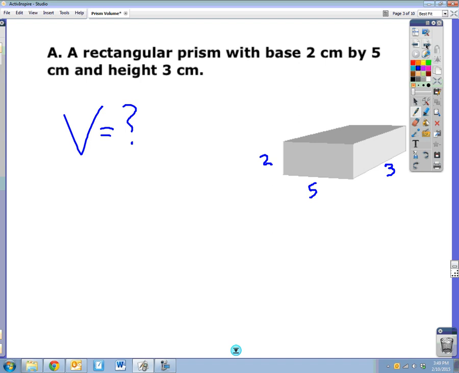Okay, take a look at this problem. Give it a try. Pause it. See if you can find the volume of that rectangular prism, and please label your answer.